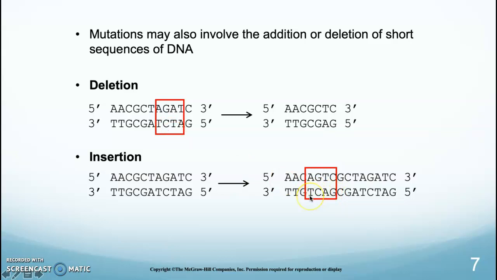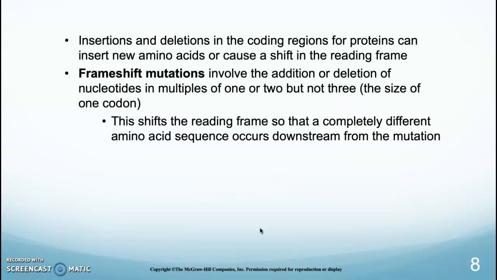different than 3s, what we can imagine is that if we had a deletion here of 4, anything downstream from this would be affected because it's not in that triplet. Same with insertions. If we have an insertion of 4, it means our whole reading frame has shifted. And so anything downstream from this will be changed, every amino acid downstream. We tend to think of these frame shifts as being some of the most detrimental to an organism. So insertions and deletions in that coding region for the proteins can insert those new amino acids, or they can shift that reading frame.